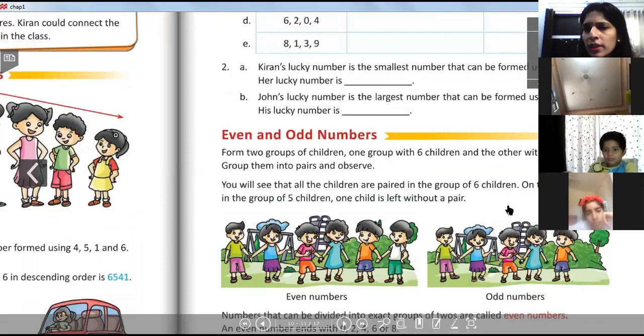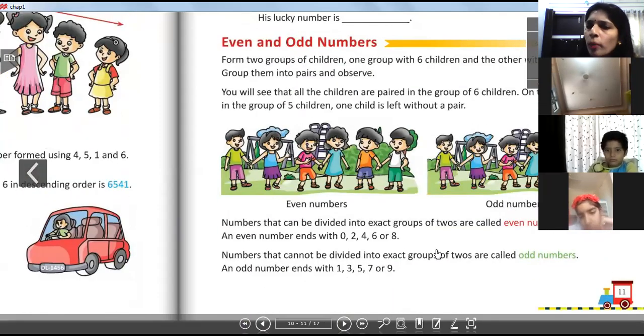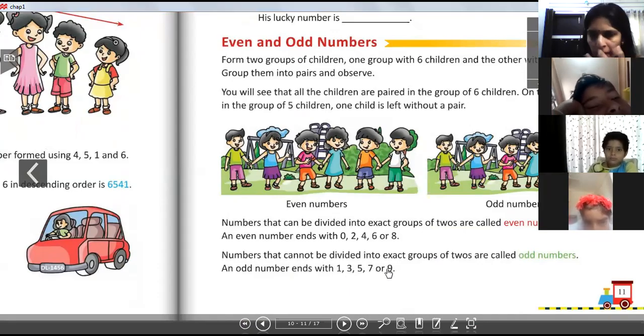And what about this? Numbers that cannot be divided into exact groups of 2, meaning pairing is not possible in that case, are known as odd numbers and they end with 1, 3, 5, 7 or 9. Okay, the last digit will be 1, 3, 5, 7 or 9.